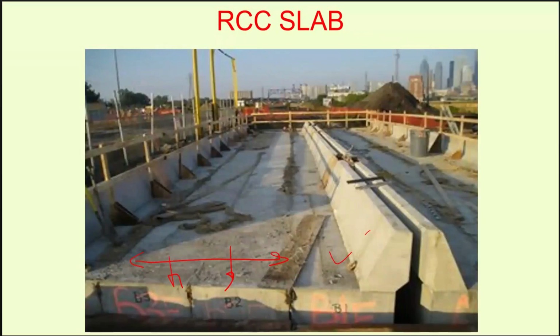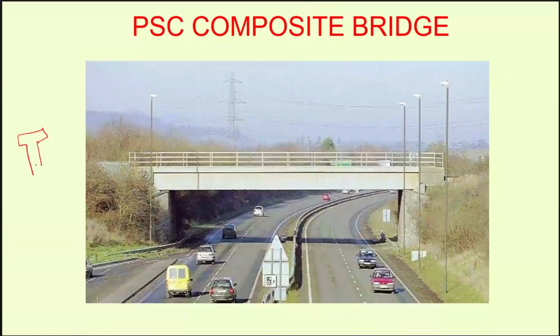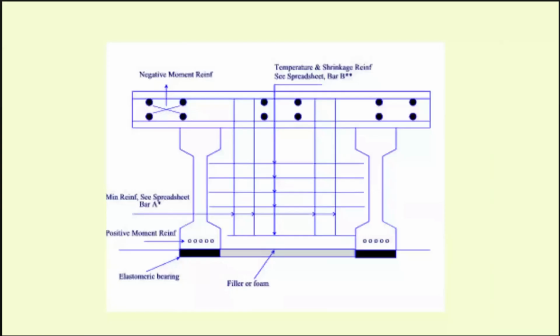Then PSC girder bridges. This is again like a girder. It can be box girder or it can be twin I girder. Entirely PSC. Then there can be a PSC composite bridge. Like that, you got a PSC 2 unit like that. And then on top of that, you can have the slab. So it can be a PSC composite. It is a typical example you can see here.